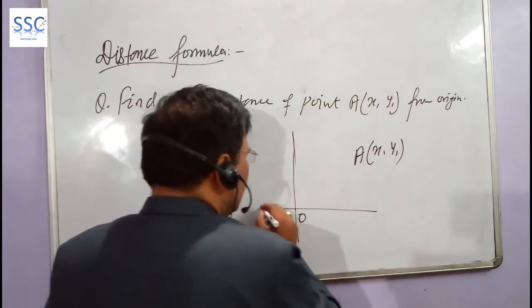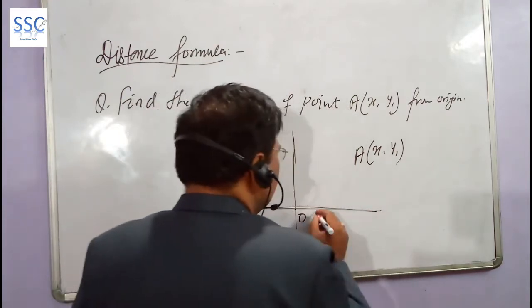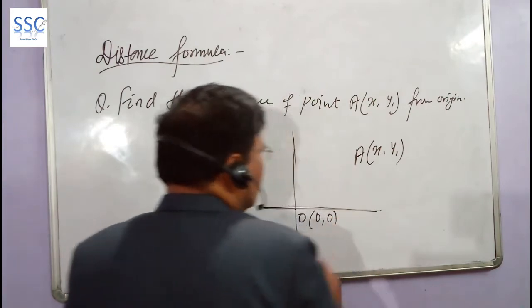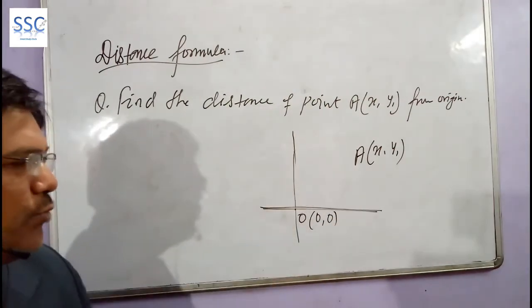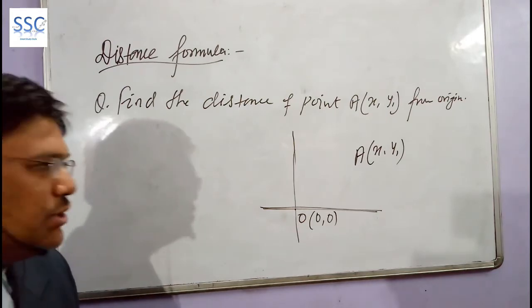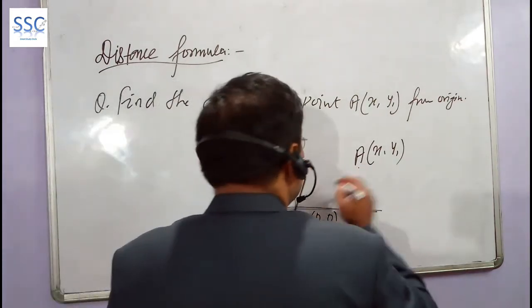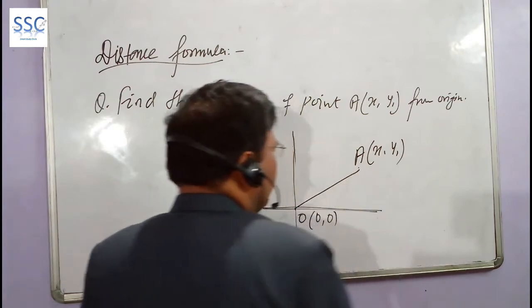If this one is the y axis, this one is the x axis, this one is the origin, you know the coordinates of the origin are (0, 0). It is the intersecting point of both the axes, so its coordinates are (0, 0). Now we have to find the distance OA.